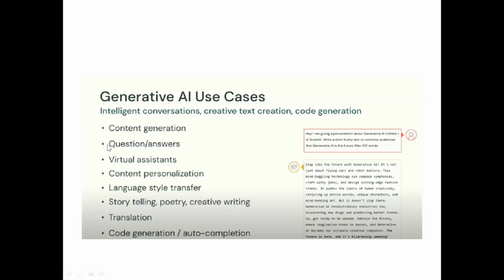You can also use it for question answers. You ask any question and you will get an answer. So Q&A, you can use generative AI for question answering, and for content generation. You can use it as a virtual assistant. I think this is very famous. Everyone is using it, starting from Alexa, Google Home, everything.